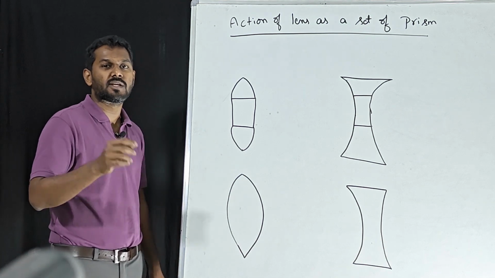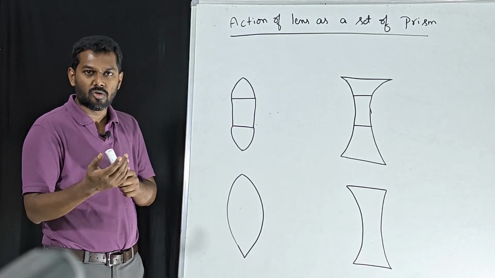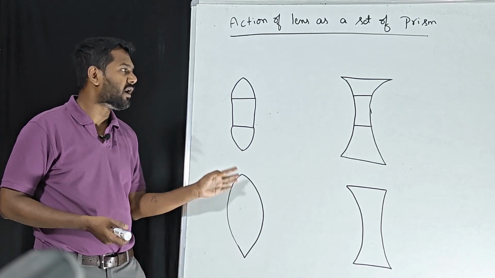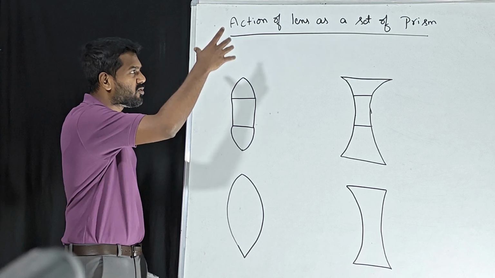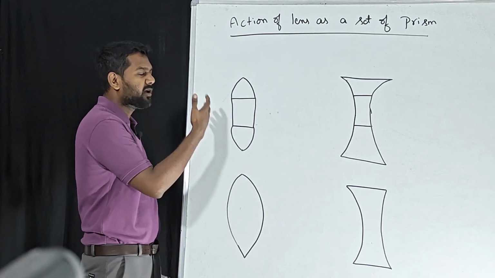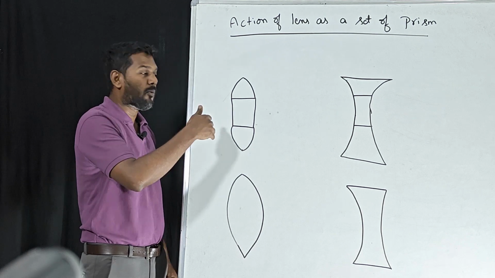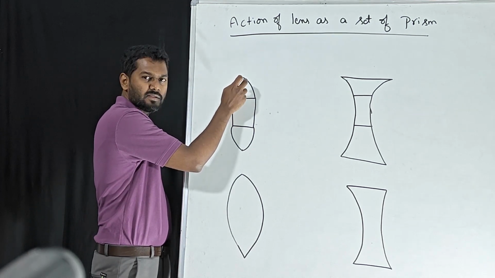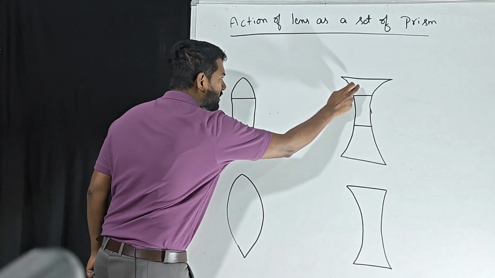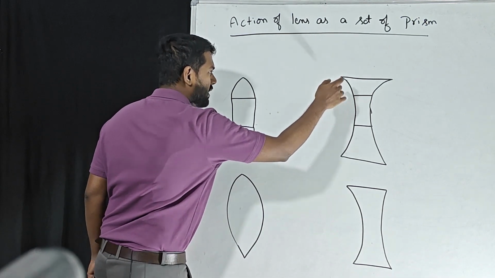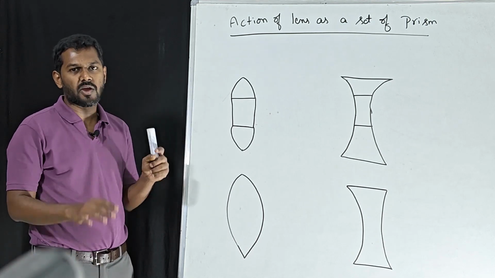We have understood how the ray diagram works in lenses, correct? The same thing we are going to apply here. Then we will get to know why it is converging and why it is diverging. So if we assume it as a prism, then we can give the reason why the ray after hitting this lens is converging, and why the ray after hitting this lens is diverging. So those reasons we are going to learn now.